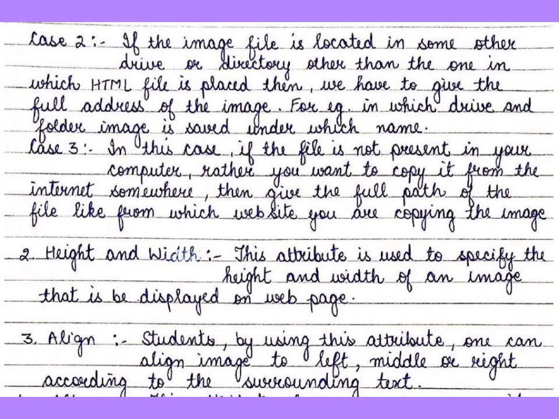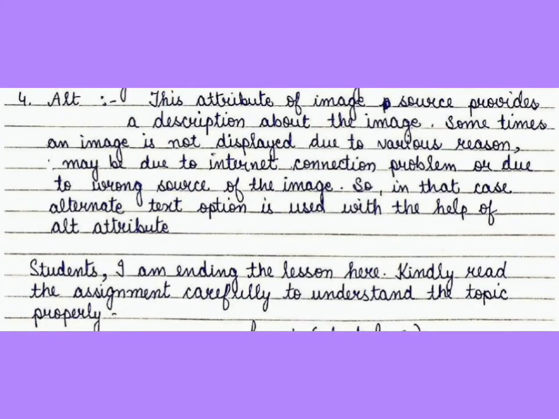This attribute is used to specify the height and width of an image that is to be displayed on a web page. Number 3. Align. Students, by using this attribute, one can align the image to left, middle or right according to the surrounding text. Number 4. Alt. This attribute of image source provides a description about the image.